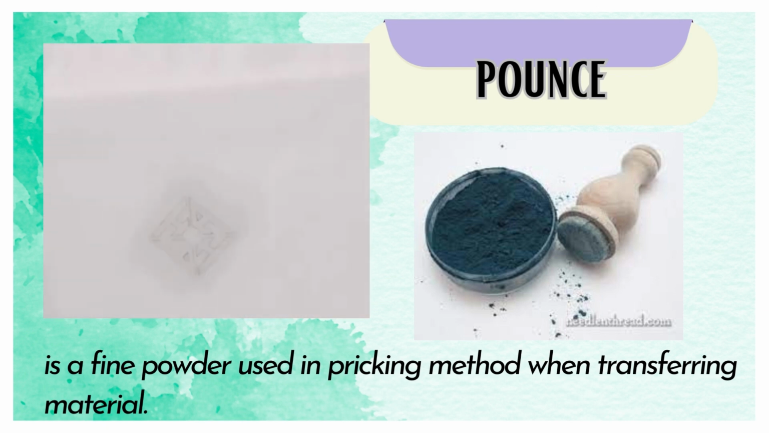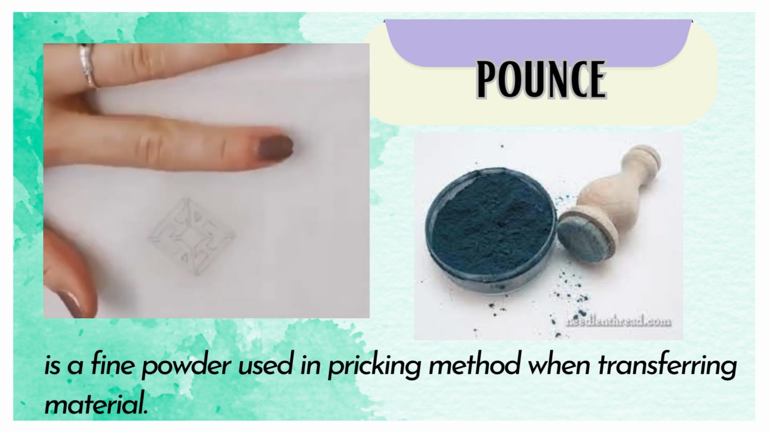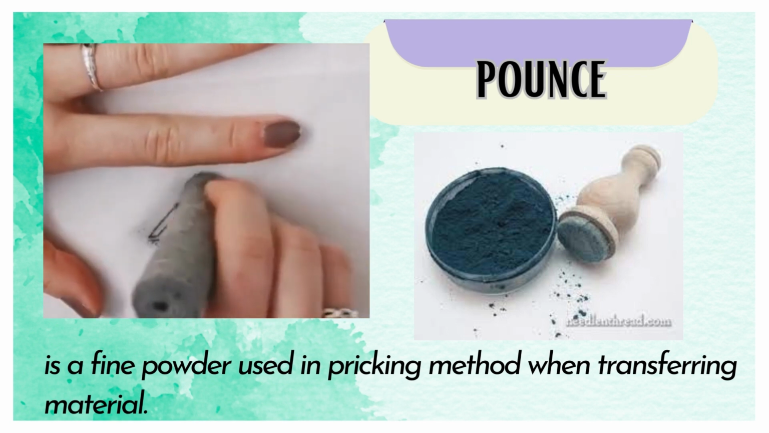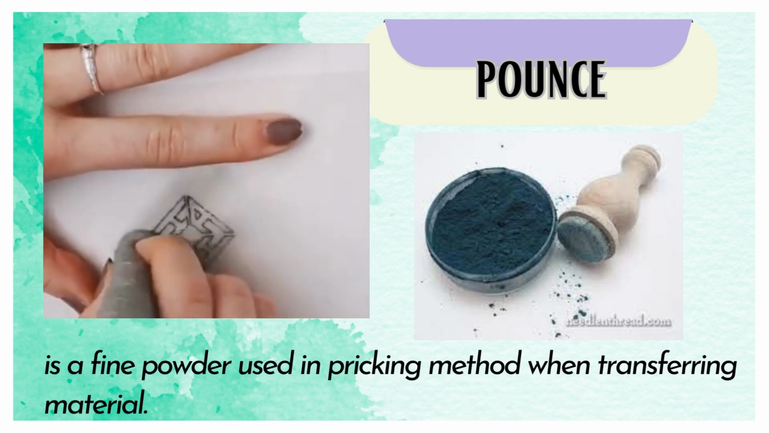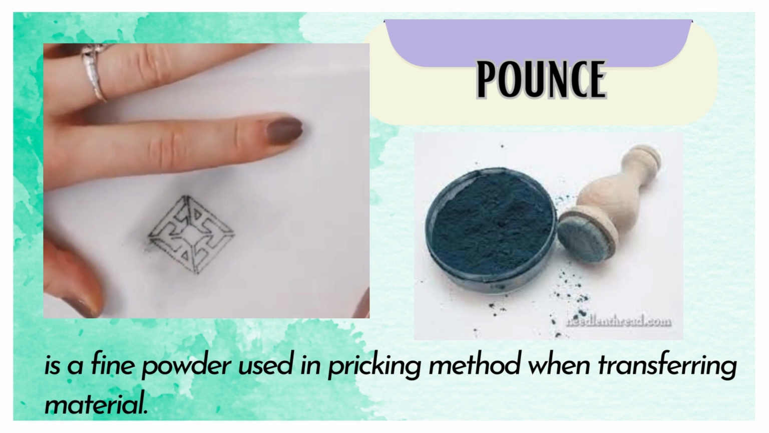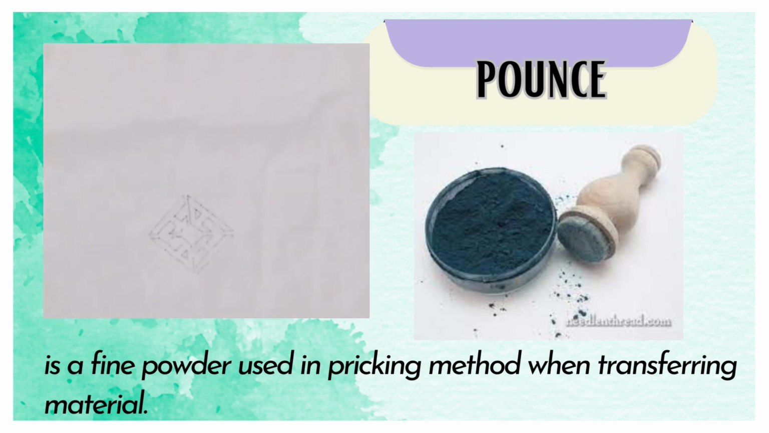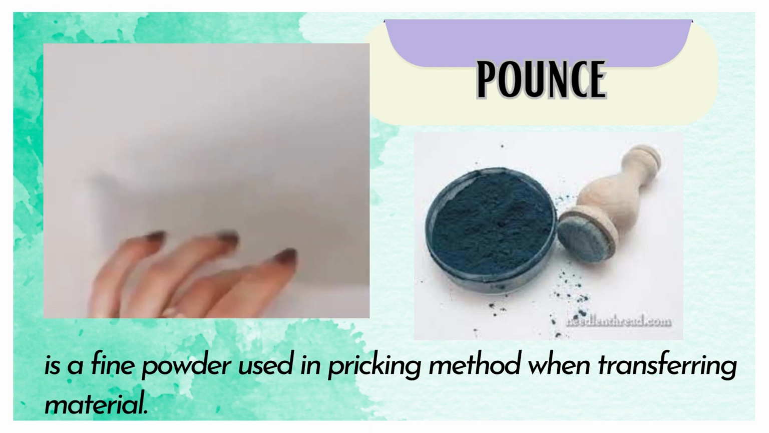Then, taking the pounce, which is a fine powder, and a felt rubber, pass the pounce through the pricked holes in your draft. The pounce will leave the design on your fabric, which if you're happy with, you can then trace with a pencil. If you're not, then the pounce will easily fall out of the fabric with a few firm bangs.